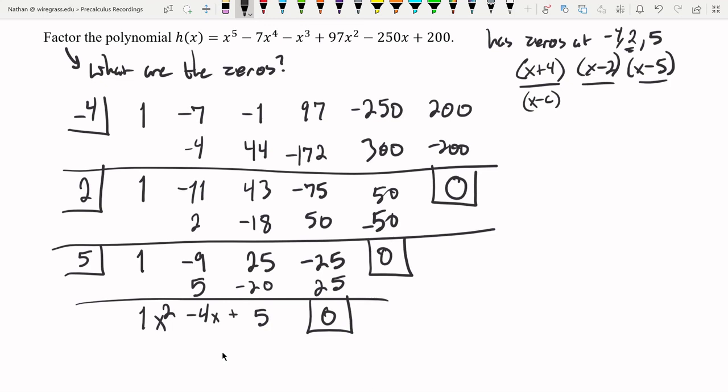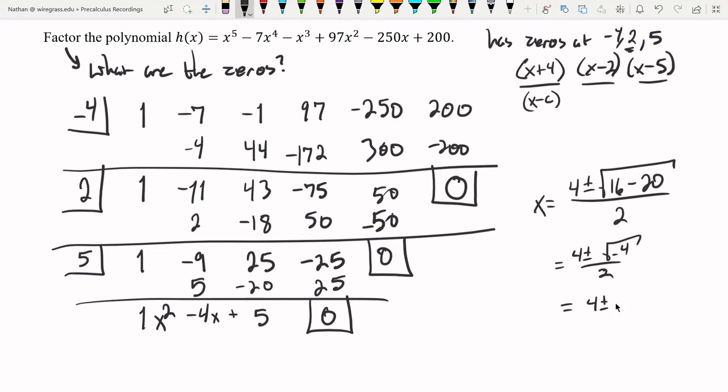And we know that this thing has 2 zeros because it's a quadratic. And how do we find them? Well, we can use the quadratic formula to find the last ones. So x equals negative b, which is 4, plus or minus the square root of b squared, which is 16, minus 4 times a times c, which is 20, all over 2 times a, that's 2 times 1. So we get 4 plus or minus 2i over 2. Dividing out the 2, we get 2 plus or minus i. And there we go. We have our 5 zeros.